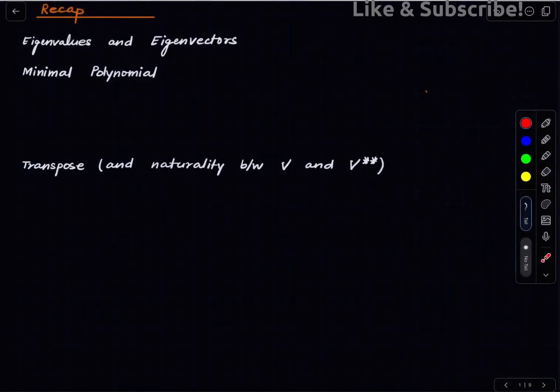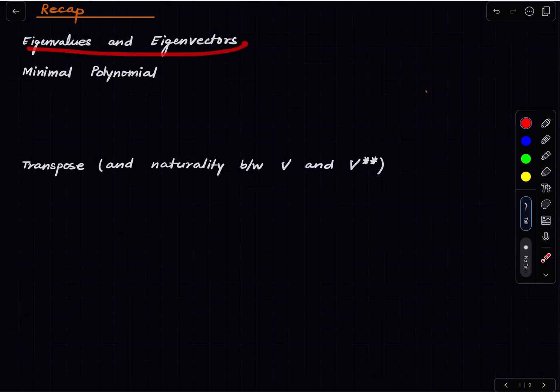Welcome to this lecture series in linear algebra. In this lecture, we will learn some interesting properties of the minimal polynomial, which will also help us calculate the minimal polynomial of a given endomorphism to some extent in certain situations. And let us recall what we need. So we need to know, of course, what are eigenvalues and eigenvectors.